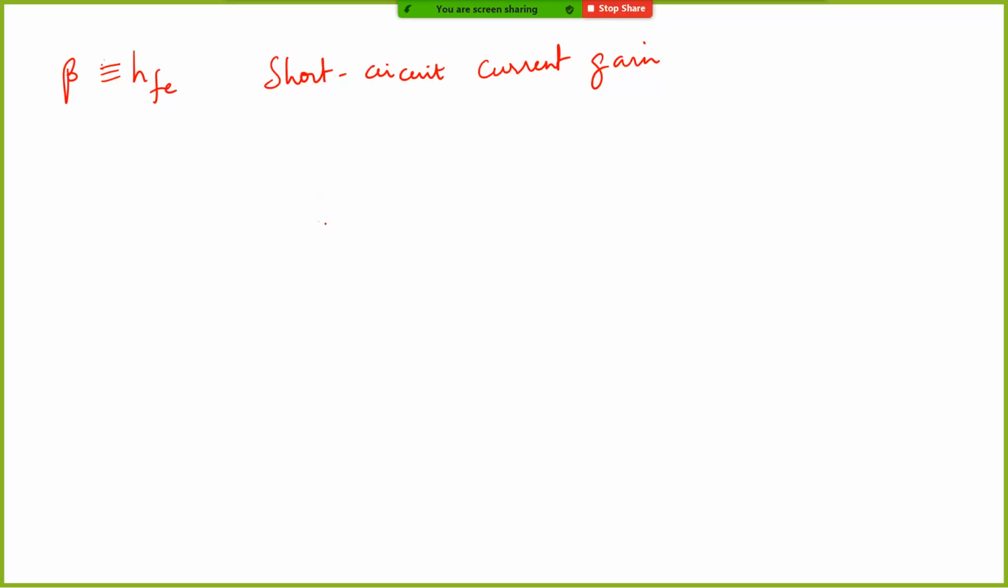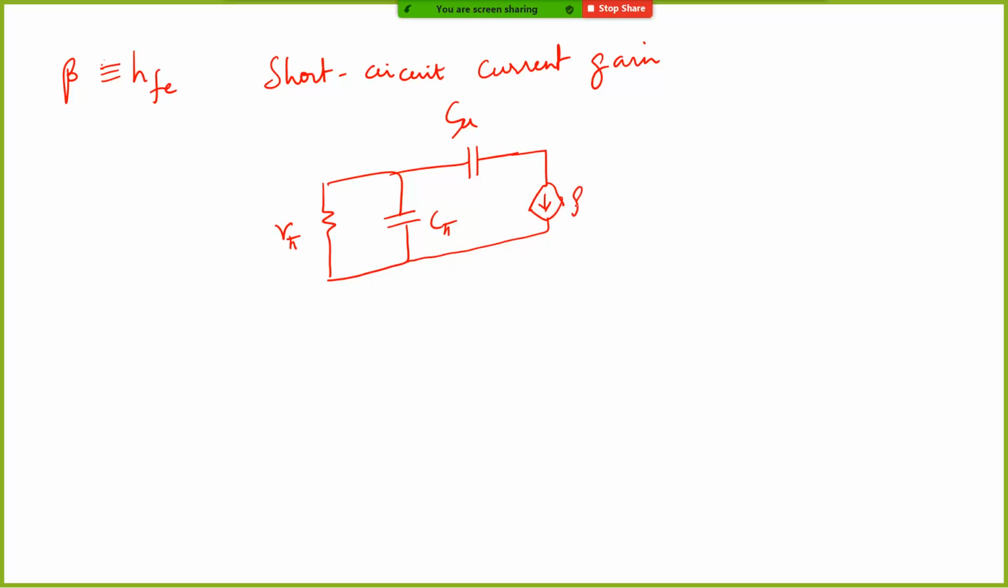For our analysis, I'm not going to include that Rx. Typically it is much lower, so we can safely ignore it. Let's do the other things. Gm, let me call it V pi. V pi is nothing but the voltage here. And we have R naught. Now this is our collector, this is our emitter.